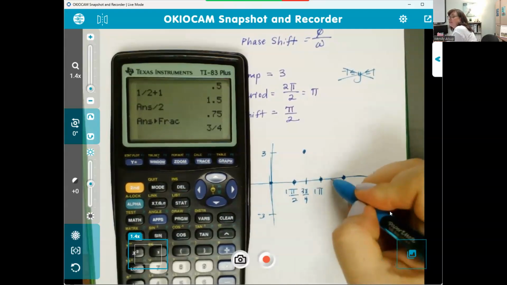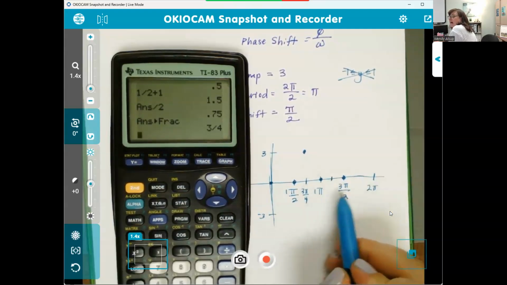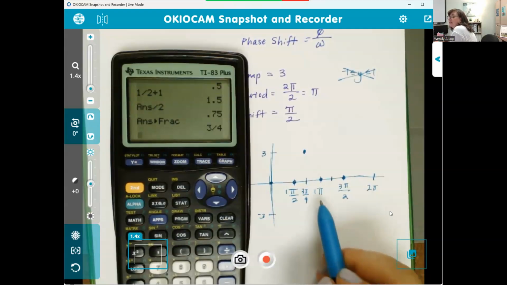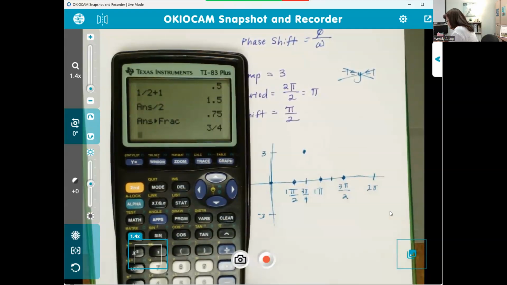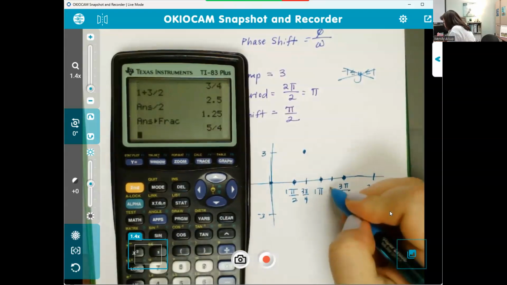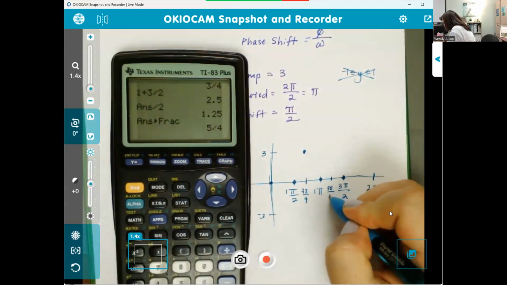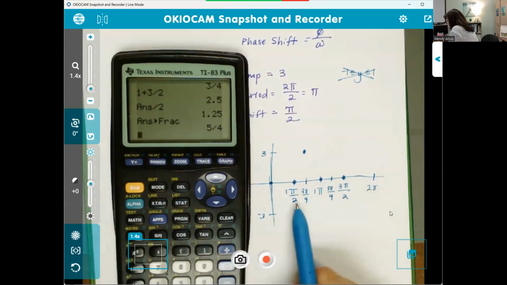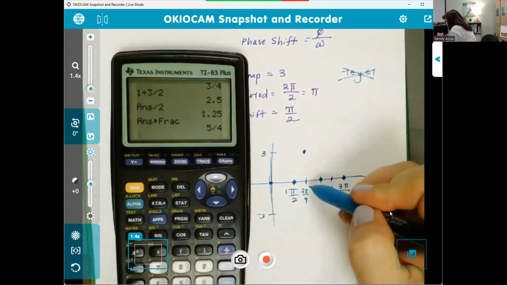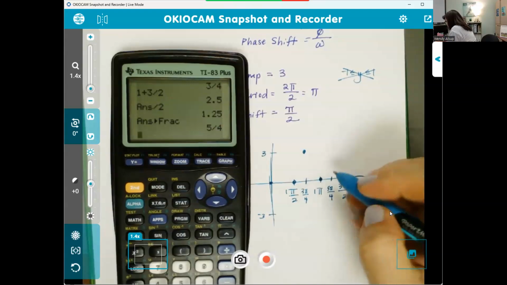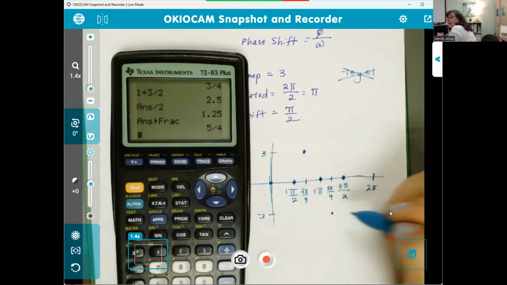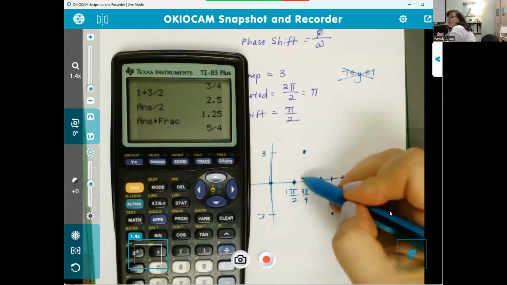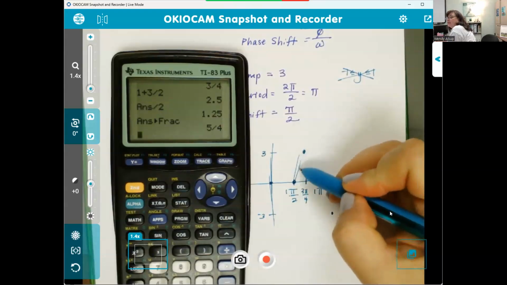And then if I want to know what is this part in between pi and 3 pi over 2, I'm going to take the fraction part, 1 plus 3 over 2, divide it by 2, and switch it back to a fraction. That is 5 pi over 4. Okay, so these are our magic numbers now. Pi over 2, 3 pi over 4, pi, and then we're back down the -3 there, and then back down there, and we are able to sketch out our graph.